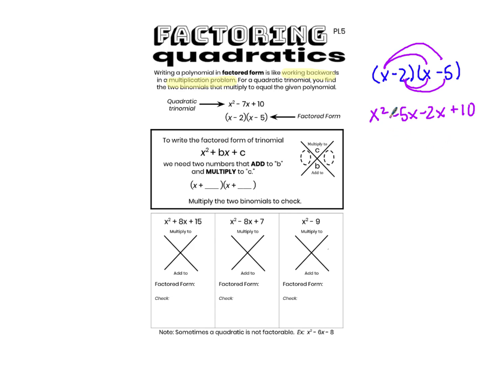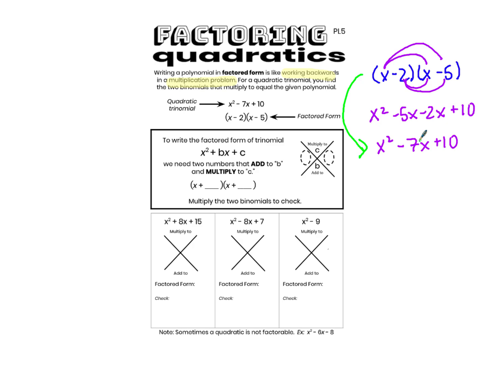My final answer in my multiplication lessons required me to combine like terms or to simplify. So in my multiplication lesson, this trinomial, x squared minus 7x plus 10, was my final answer. Multiplication lesson, original problem, x minus 2 times x minus 5. Answer, x squared minus 7x plus 10.